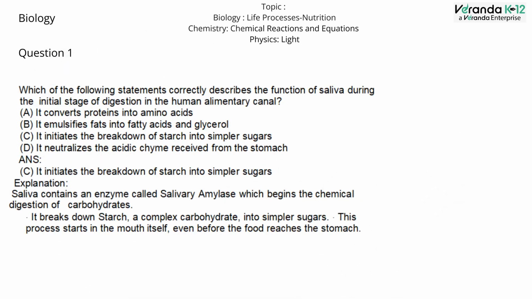Question number 1. Which of the following statements correctly describes the function of saliva during the initial stage of digestion in the human alimentary canal? Option A. It converts proteins into amino acids. Option B. It emulsifies fats into fatty acids and glycerol. Option C. It initiates the breakdown of starch into simpler sugars. Option D. It neutralizes the acidic chyme received from the stomach.